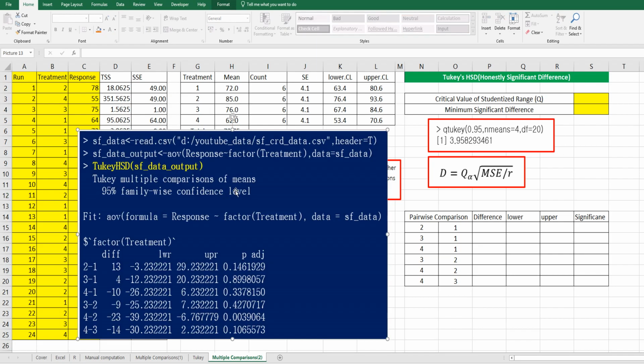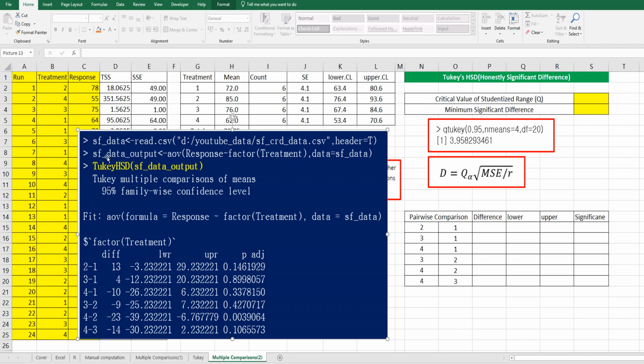In our program, once you do AOV analysis, like analysis of variance, then you can use the output for Tukey HSD test. So by using Tukey HSD function, you can get this result. And it says family-wise. It means that it controls experiment-wise error rate. That's why Tukey's HSD test is popular.